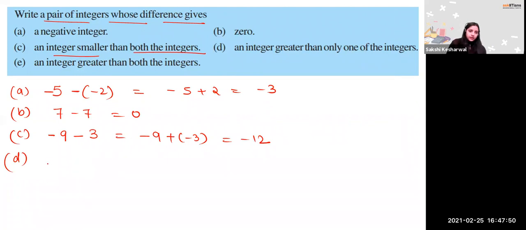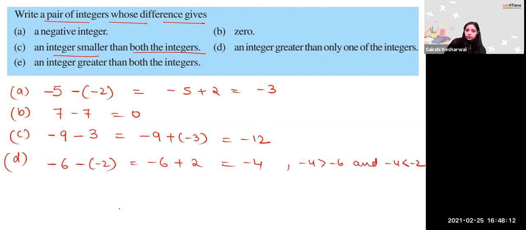So can I say minus 6 minus minus 2, right? One negative, one positive. So this is equal to minus 6 plus 2, right or not? So this is equal to minus 4. So can I say that minus 4 is greater than minus 6, and minus 4 is smaller than minus 2, right or not? Coming to the E part, an integer greater than both the integers.